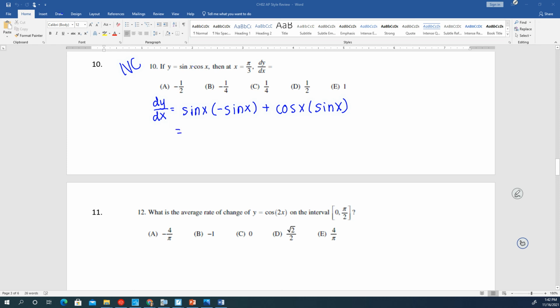Okay, so we get negative sine squared of x plus, derivative of sine is cosine, plus cosine squared of x. This is not our Pythagorean identity. That's sine squared plus cosine squared, so it's not just automatically going to be 1. We're actually going to have to plug in pi over 3. I'm going to switch up the notation here just to show I'm plugging in pi over 3.